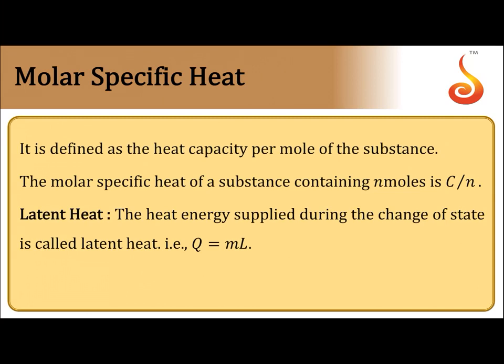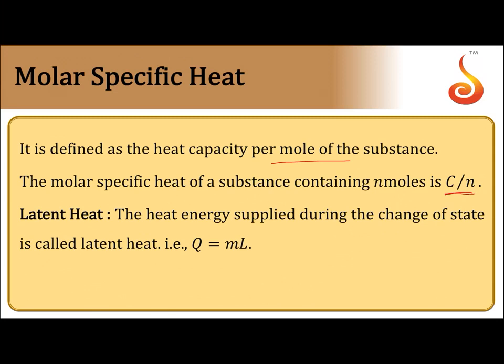If you define it for unit mass of substance, it is specific heat. If you define it for per mole of a substance, it is called molar specific heat. So it is defined as heat capacity per mole of a substance. So it is C by n. So the molar specific heat of a substance is specific heat divided by number of moles.